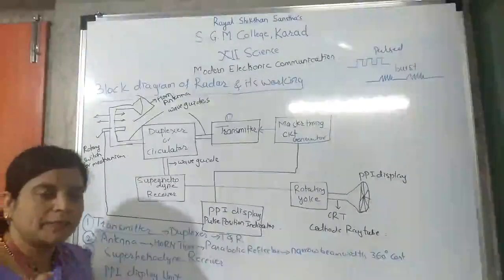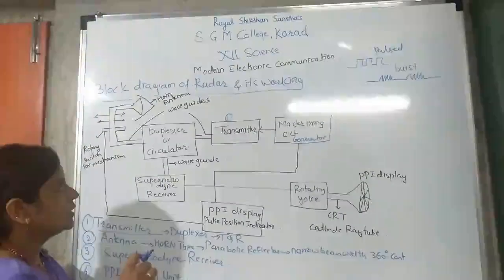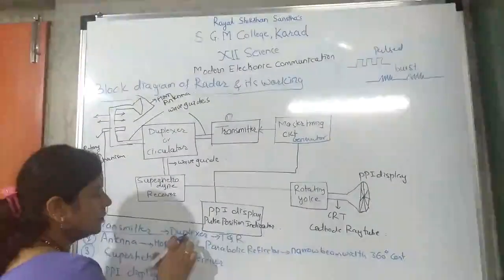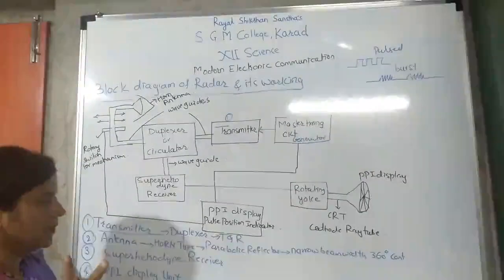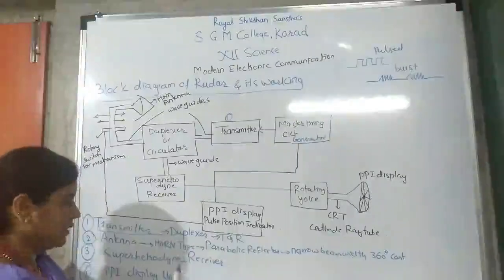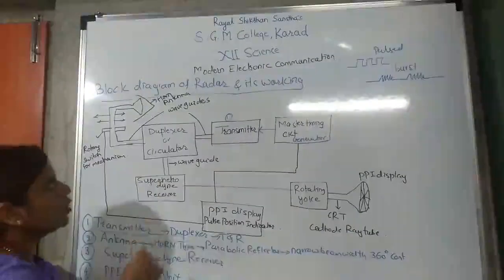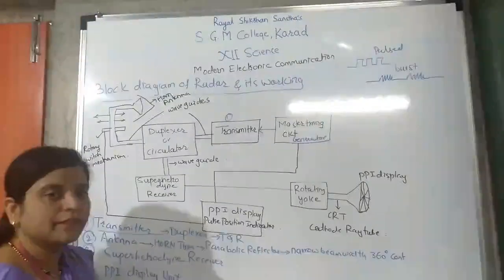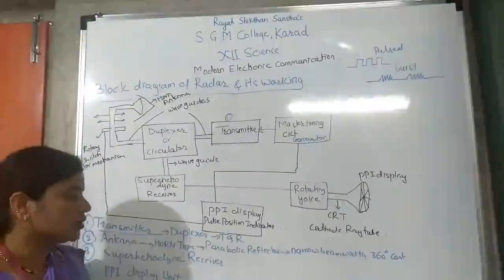For both transmitter and receiver, it acts as the same antenna. Therefore its name indicates duplex. Duplex means double. It is used for the transmitter and also for the receiver. So this is given to the antenna. What is the function of the antenna? The antenna receives the signal from the satellite and gives it to the receiver.